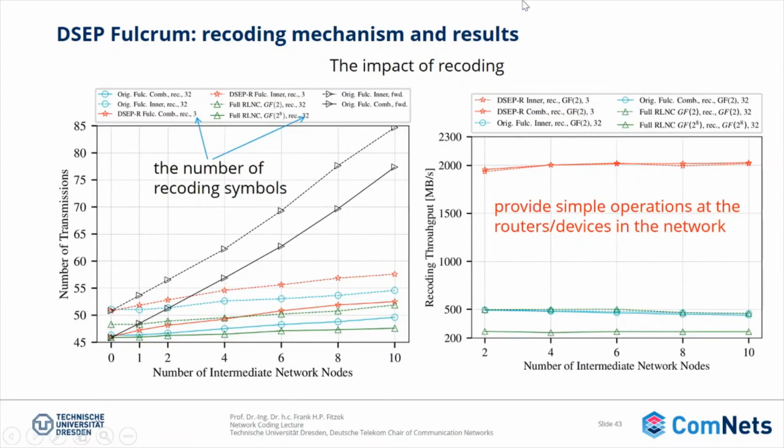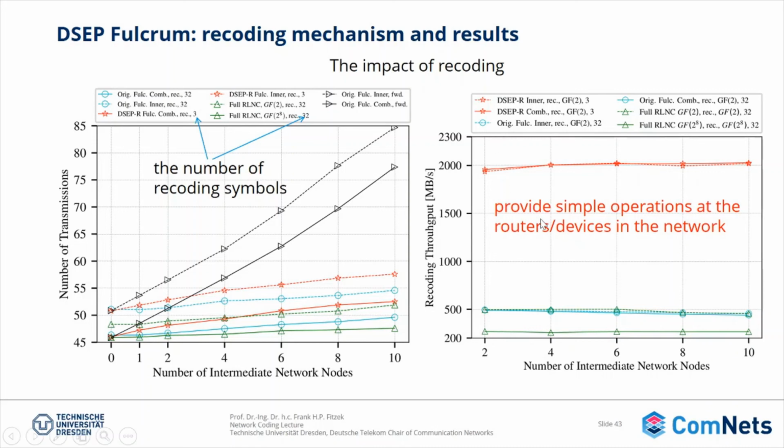Here are some results of the recoding mechanism of DSEP. The figure on the left shows the number of transmissions for different numbers of intermediate nodes. DSEP recoding with only 3 recoding symbols, which means it uses only 3 coded packets in the buffer to recombine the new coded packet, can achieve a really low number of transmissions.